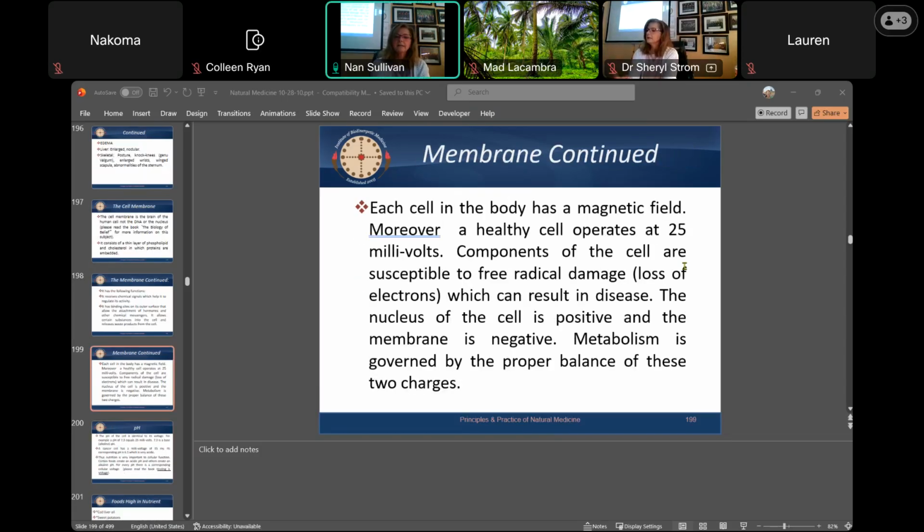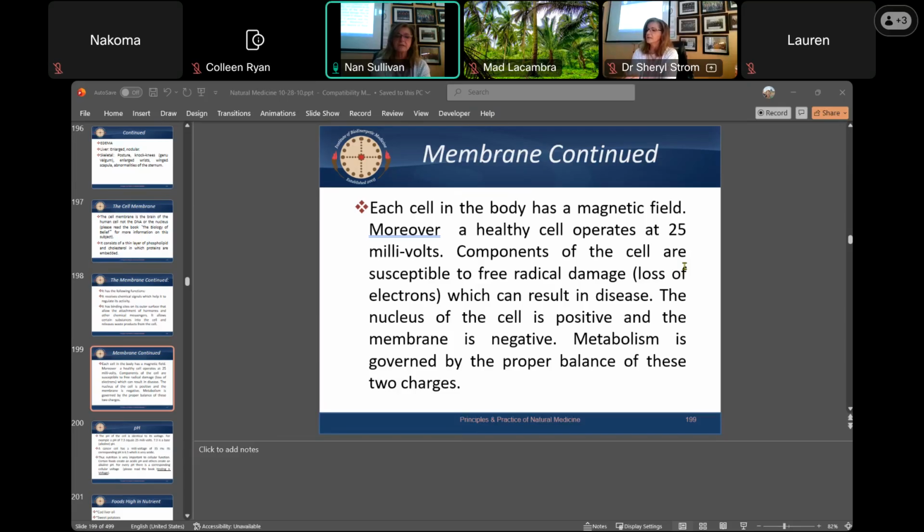Each cell in the body has a magnetic field. Moreover, a healthy cell operates at 25 millivolts. And this reminds me, did you guys get Dr. Tennant's cell voltage? Okay, good. Components of the cell are susceptible to free radical damage, right?